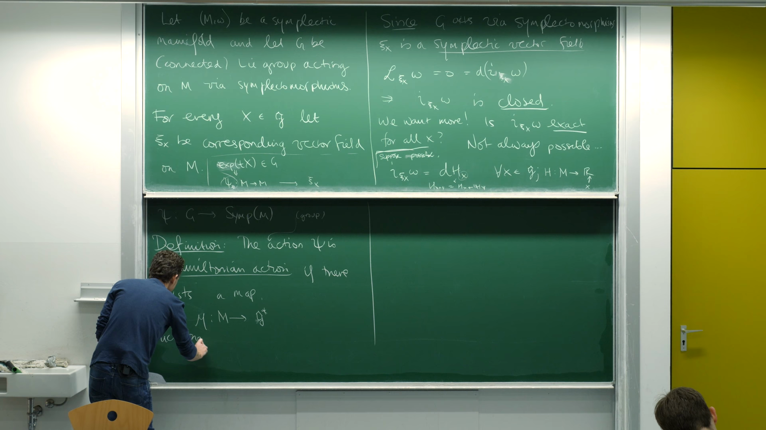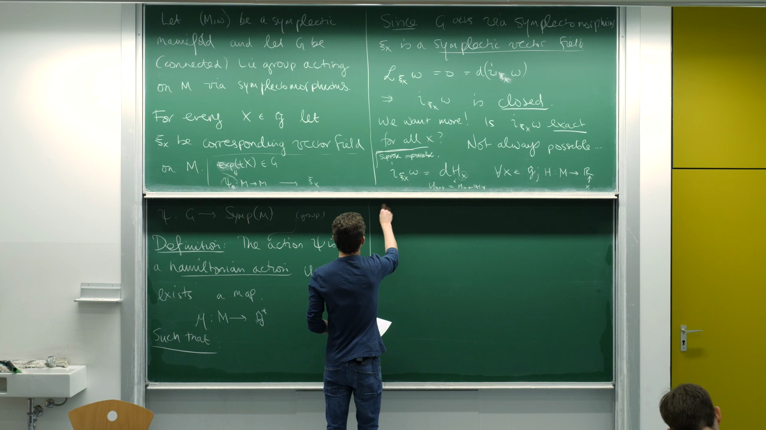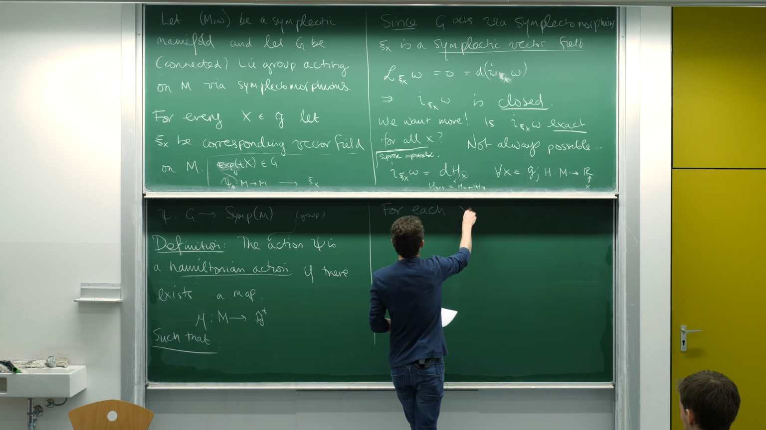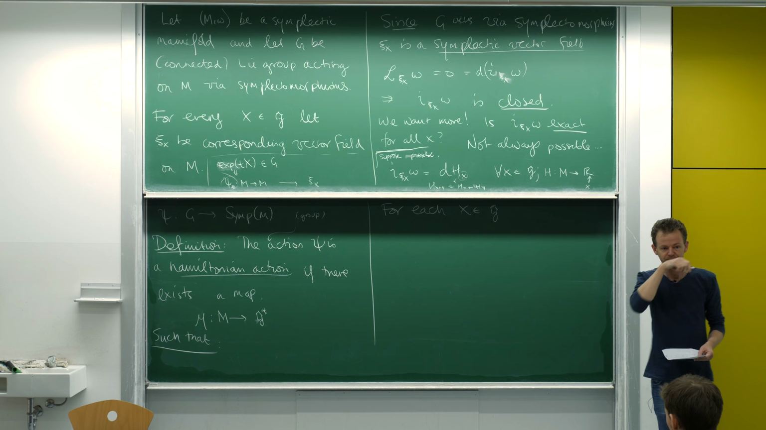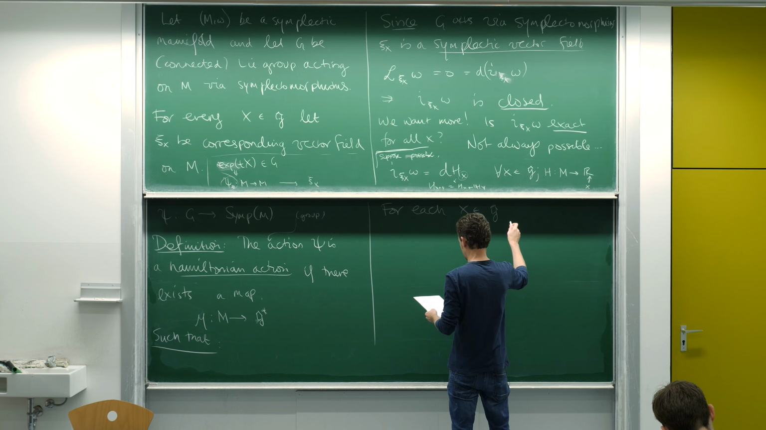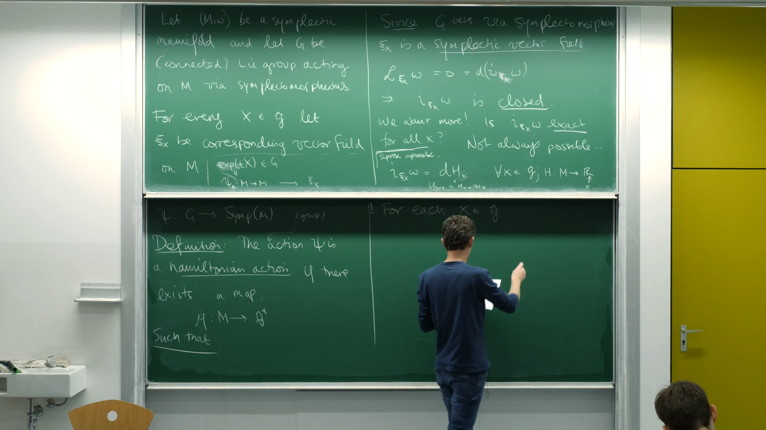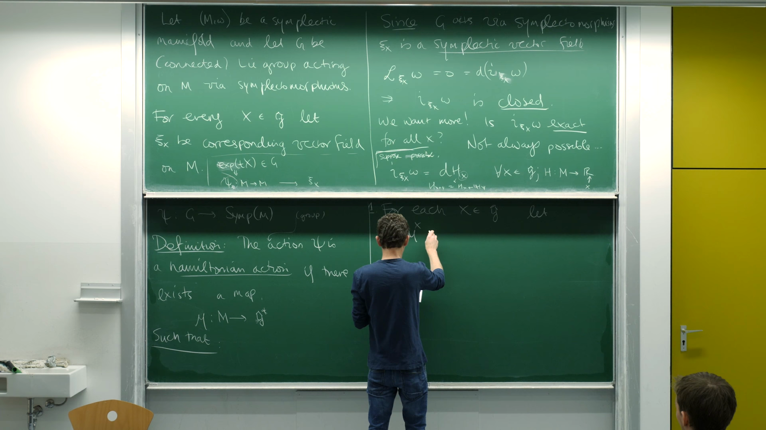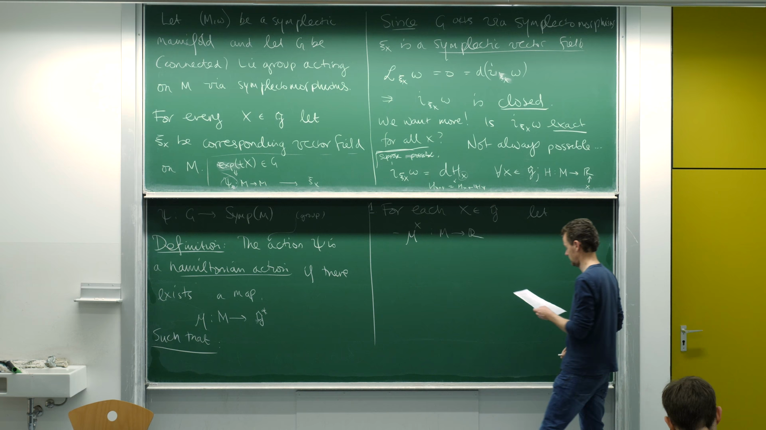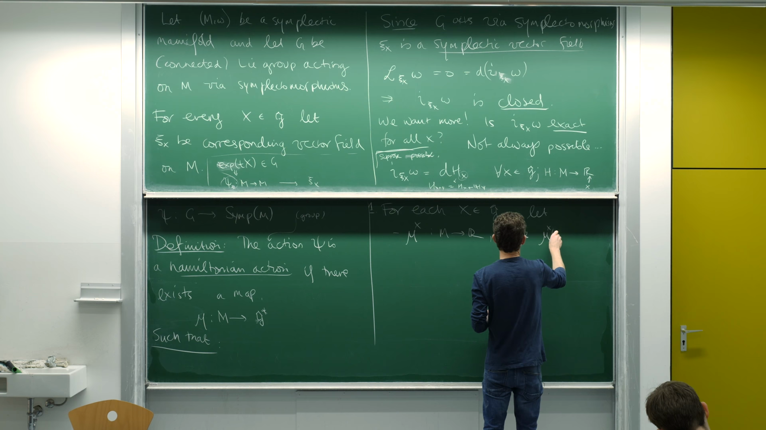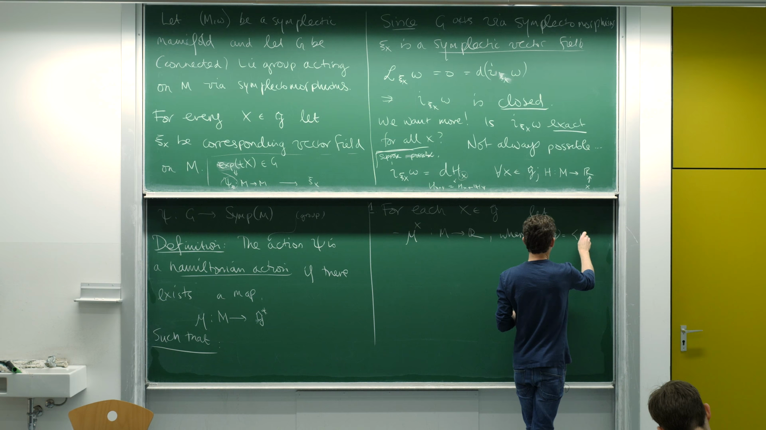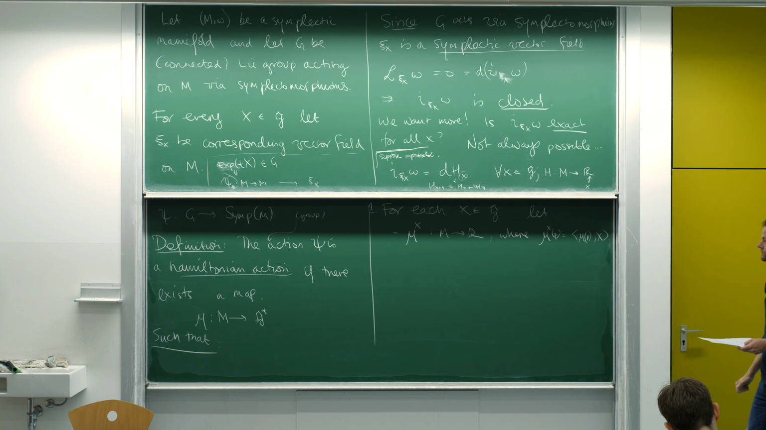There are some conditions such that for each x in the Lie algebra, each vector field, each generator of a one parameter subgroup of the Lie group, we let mu superscript x be the function that goes from M to R, where mu superscript x evaluated at a point on the manifold is none other than mu of p comma x. So this really is our h of x.